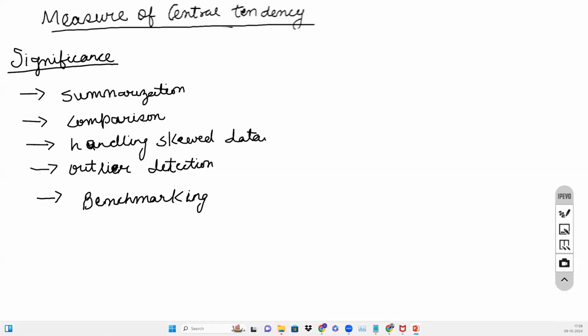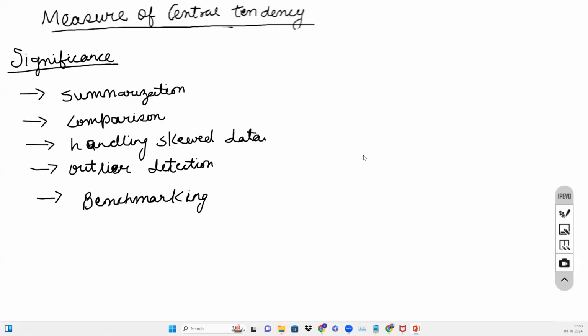Then the second thing is comparison. Let's say I'm working on a project called demand forecasting, and there we have two inventories. If we want to compare the average, or mean, of demand in one inventory and the mean of demand in another inventory, we can get an idea about how much the data differs, so we can do a kind of comparison also.